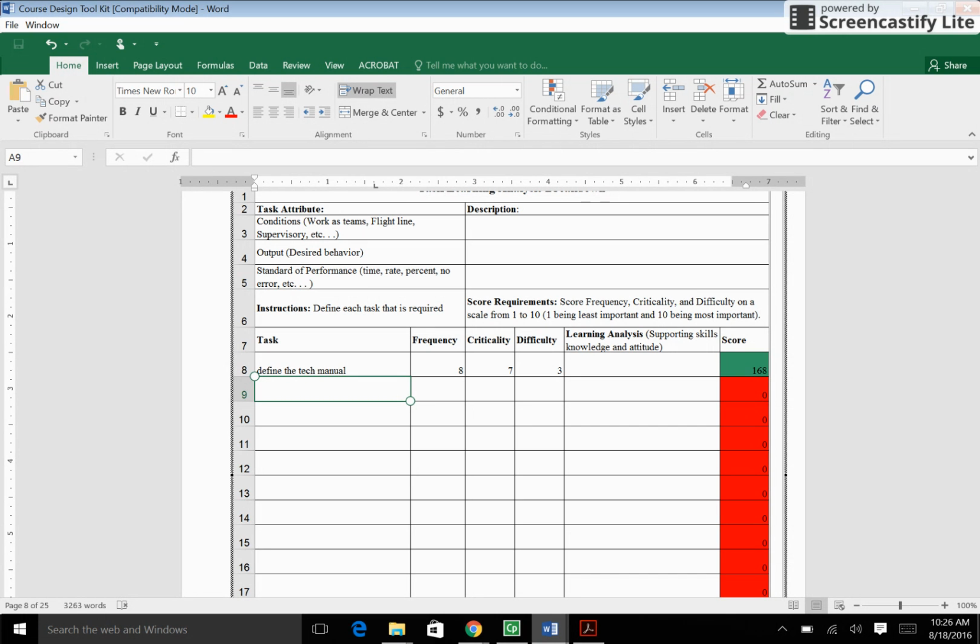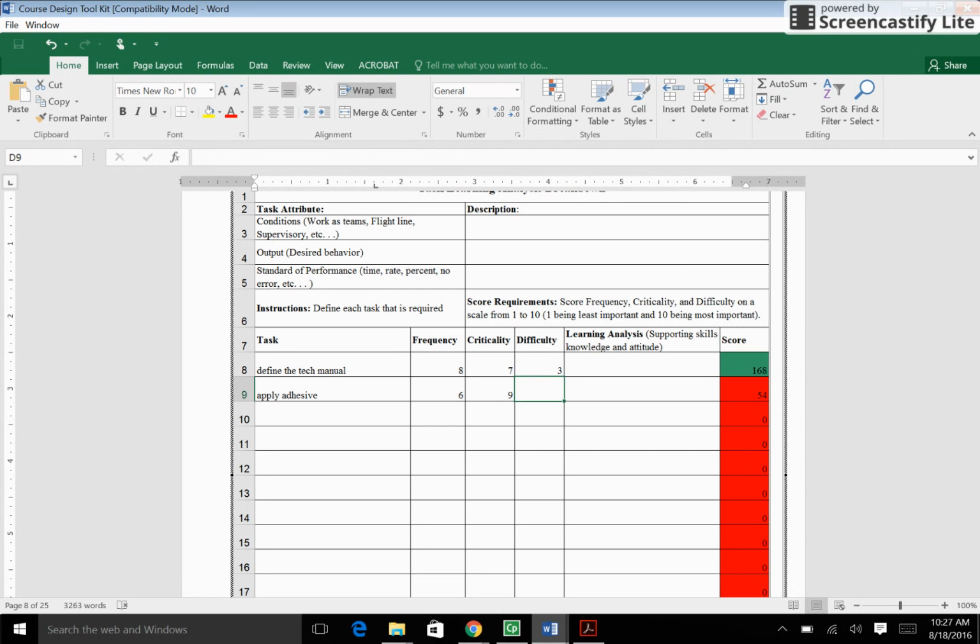Now, let's say another one. The next step in the process, after they do that, is they go through a multitude of steps and come up to something like apply adhesive. Under frequency, how often do you have to do that? Well, about every other day, so I'm going to give that a 6. How critical is it? Well, the part's destroyed if I don't do it correctly, so it is very critical. When that's not done right, the part's destroyed. So I'm going to give that a 9.